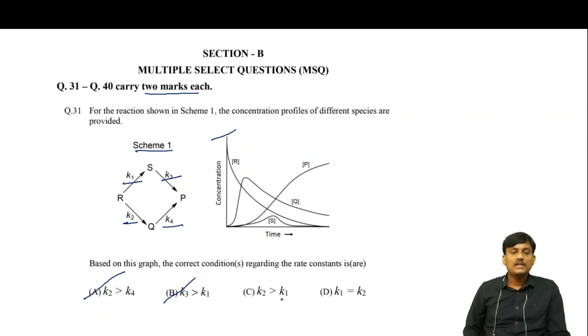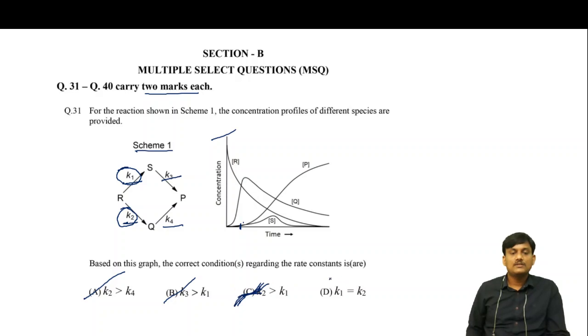And K2 and K1, what is the relation? What is K2? Conversion of R into Q. This is K2, and conversion of R into S is K1. Suppose you take the concentrations of Q and S, which one is higher at this time? The concentration of Q is always greater than the concentration of S. It means the rate of conversion of R to Q is fast when compared with the conversion of R to S. So K2 is greater than K1.